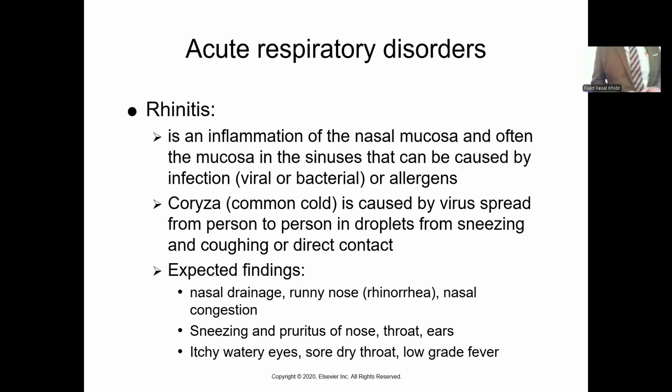Rhinitis. So itis is inflammation. So rhinitis is an inflammation of the nasal mucosa. Remember we said earlier that your nares are the entry site. Remember, conductive. So you enter the airport and you go through different departments in the airport till you get to the airplane, the alveoli, so you can fly into the bloodstream.